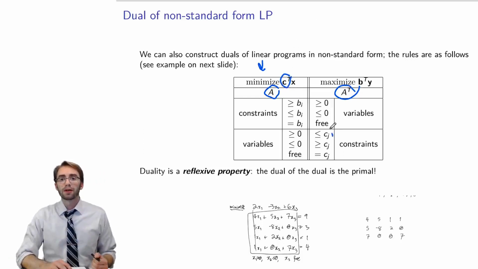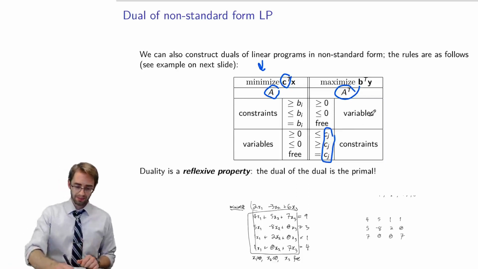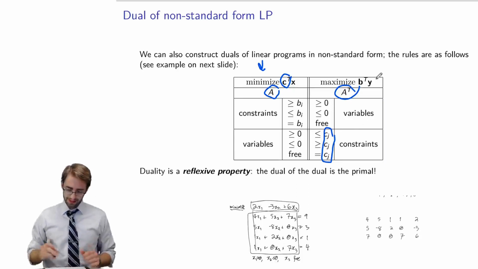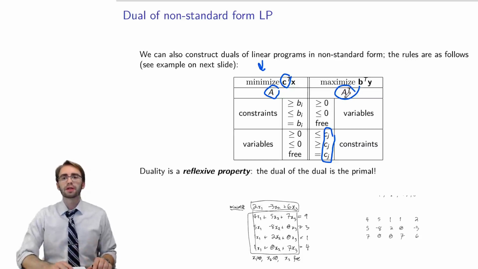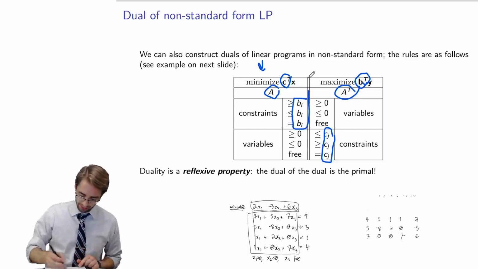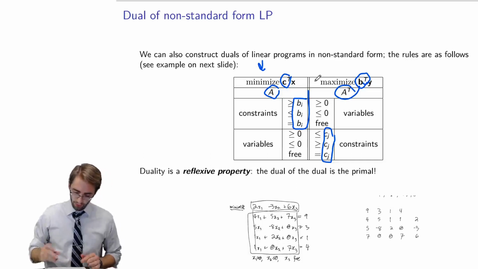If you look here, you can see that c, the objective function, now becomes the right-hand side of the constraints. So that means my objective function vector here, 2, minus 3, and 6, goes over there: 2, minus 3, and 6. And next, what is also true is that the objective function of my new dual problem is b, the right-hand side from my constraint vector. And so this is now going to look like 9, 3, 1, 4.